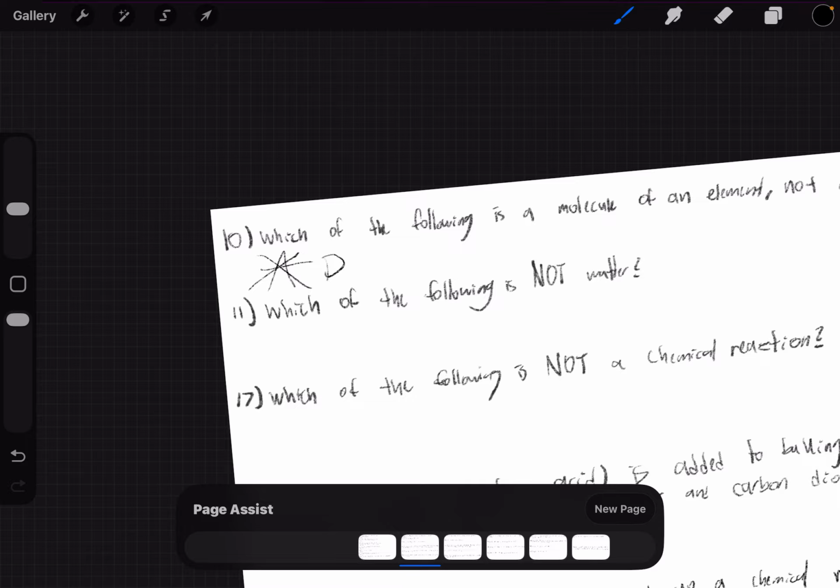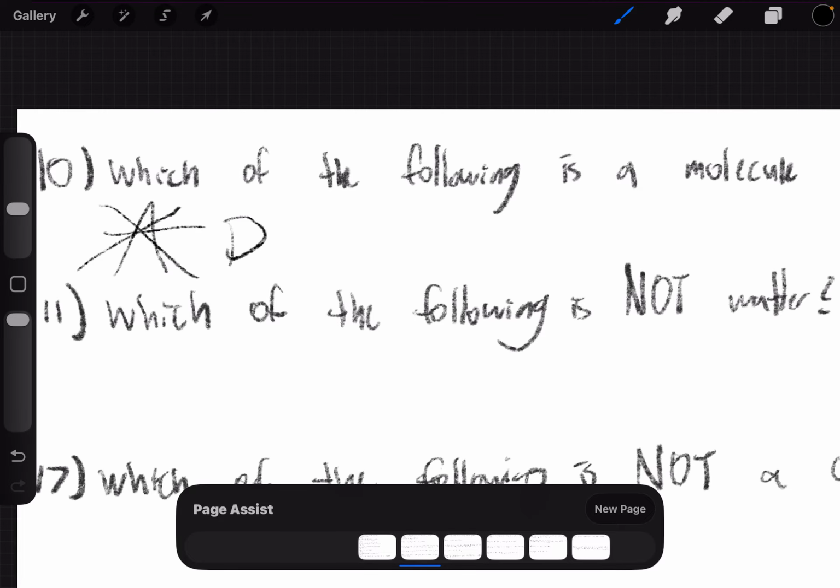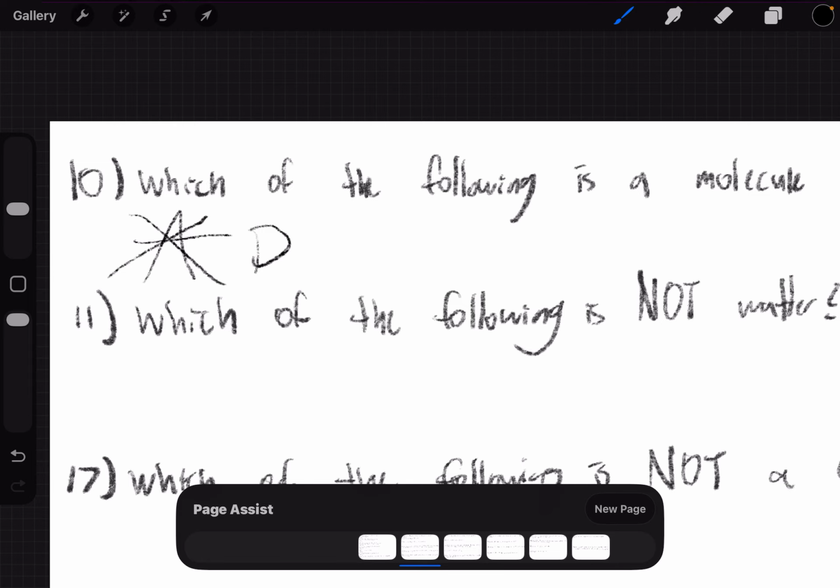Which of the following is not water? So for this, there was water, air, light, and sand. And for this one, I chose D, sand. But it in fact was not sand, and the real answer was C, which is light.